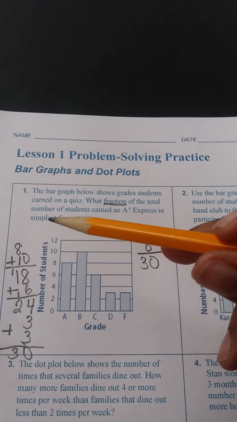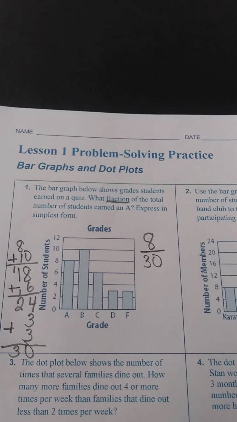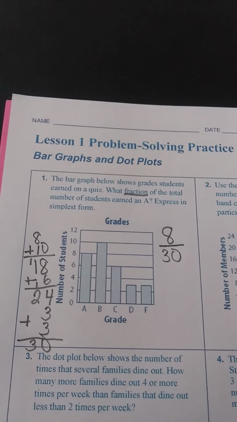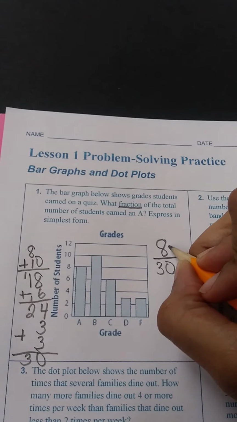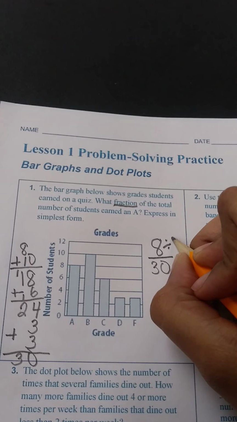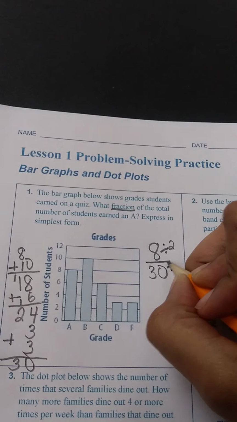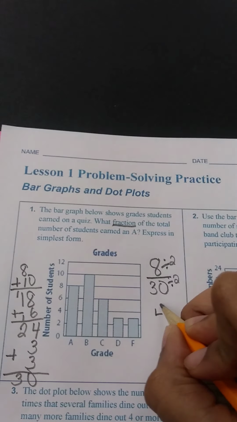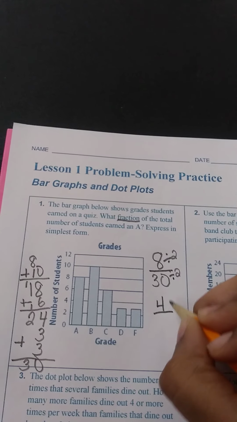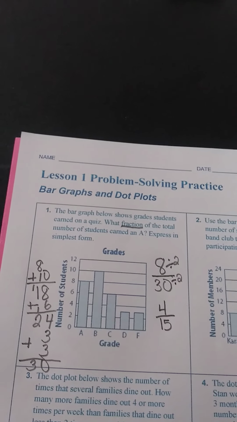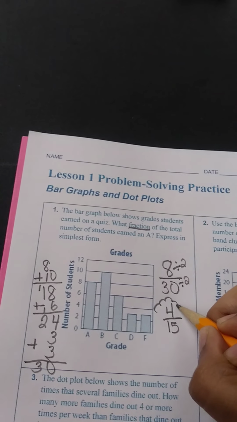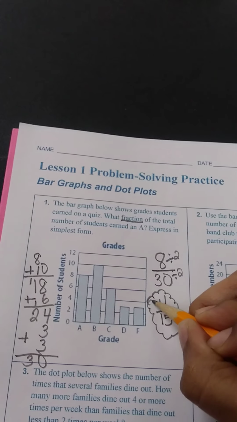But they want us to write it in the simplest form. So we have to simplify. We have to find the greatest common factor between 8 and 30. 2 can go into both 8 and 30 evenly, right? How many times can 2 go into 8? It would be 4. How many times can 2 go into 30? It would be 15. So the total number of students that earned an A as a fraction will be written as 4 over 15. All right, let's look at number 2.